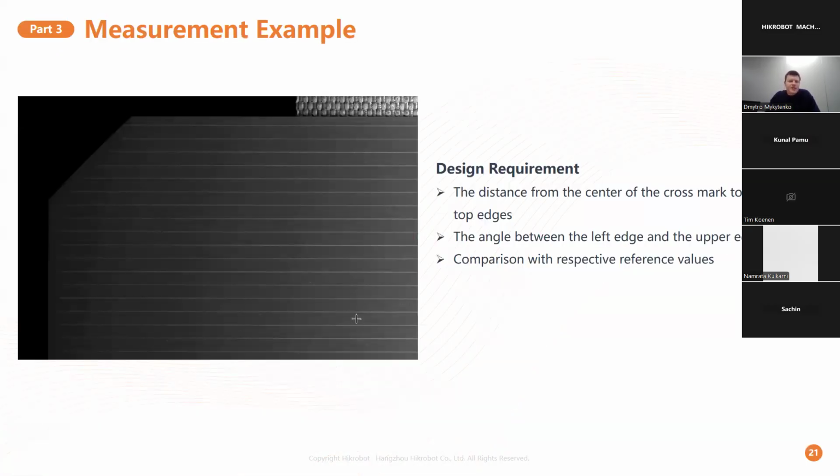This example is based on a simple but rather representative inspection task. The goal is to measure the horizontal and vertical distances from the center of a reference mark to two orthogonal edges of the battery cell and to calculate the angle between those edges. The measured values are then compared against predefined reference values to determine whether the part meets the specified criteria.